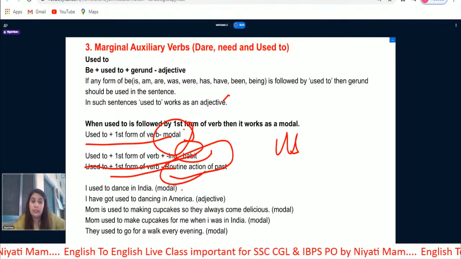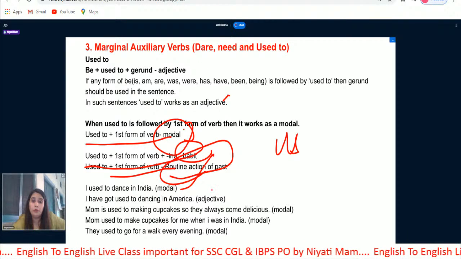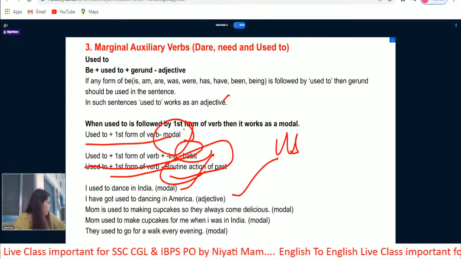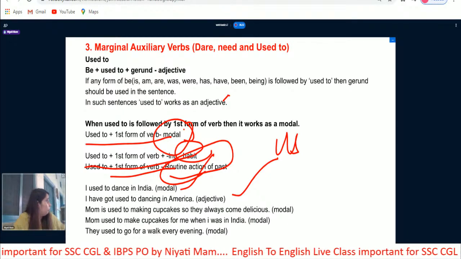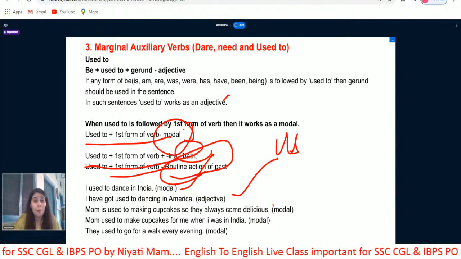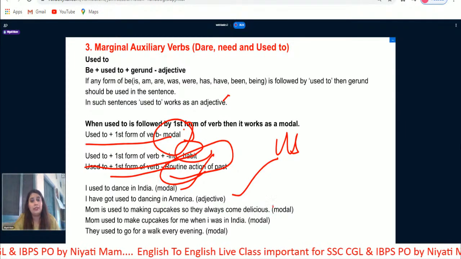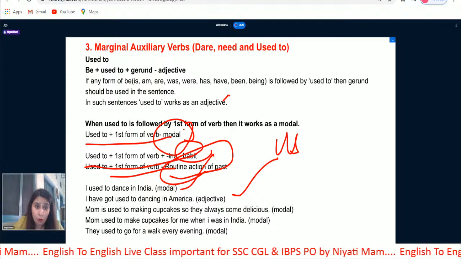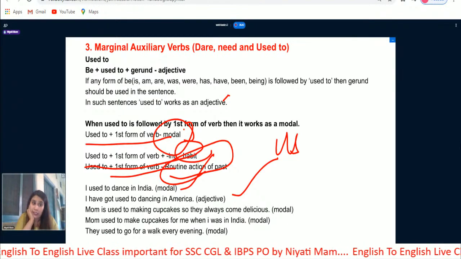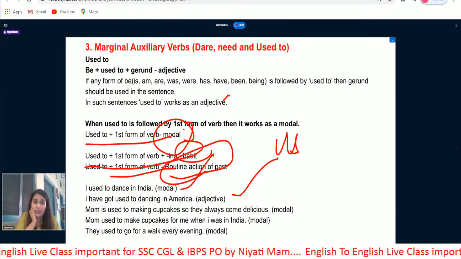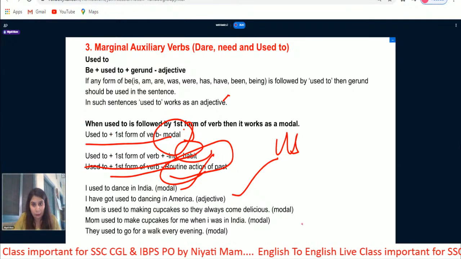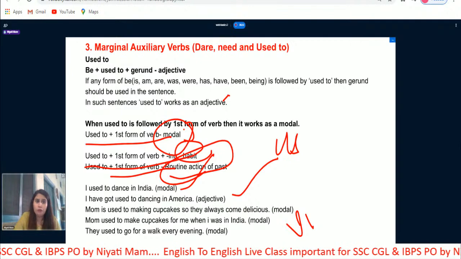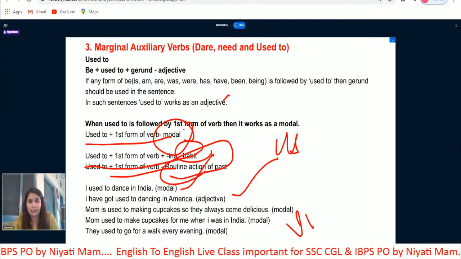I used to dance in India, modal. I have got used to dancing in America, adjective, if any form of verb be is present before used to. Mom is used to making cupcakes, so they always come delicious. Is there, of course. Mom used to make cupcakes. No form of be is present in this sentence, so we are simply using base form of verb. They used to go for a walk. Again, no form of be is present in this sentence.